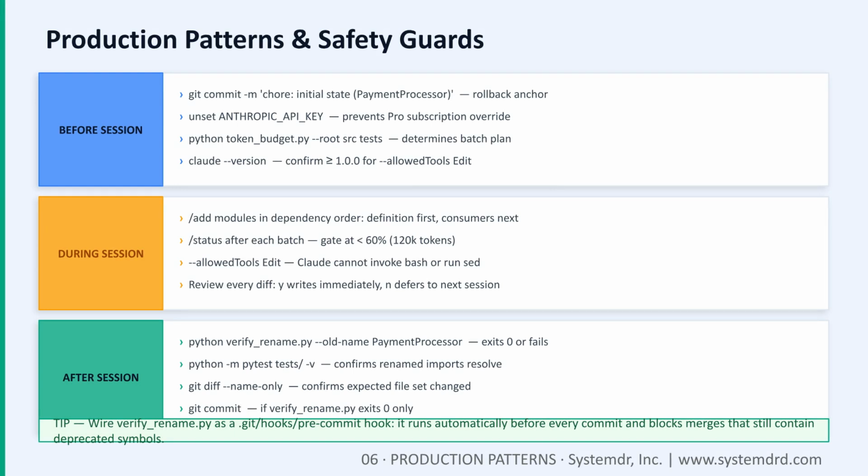During the session, add modules in dependency order and use /status to monitor the token budget. After the session, use verify_rename.py to confirm 0 residual occurrences and only commit if it passes.